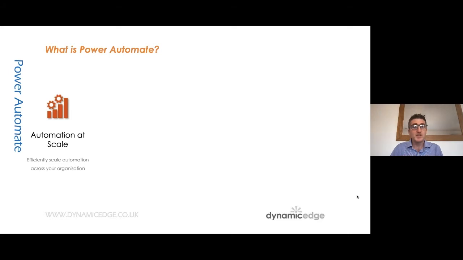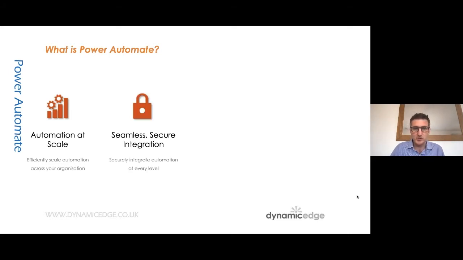So Power Automate gives us the ability to have automation at scale. So we can efficiently scale automation across your organization. We can use seamless and secure integration. Okay, so it securely integrates automation at every level.